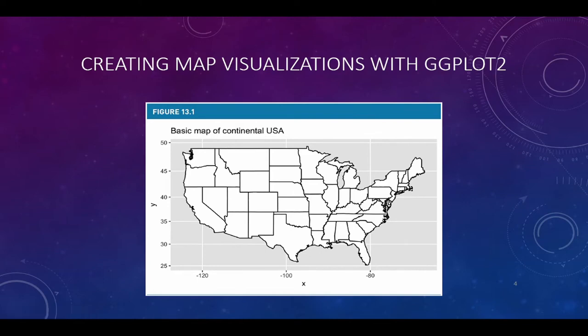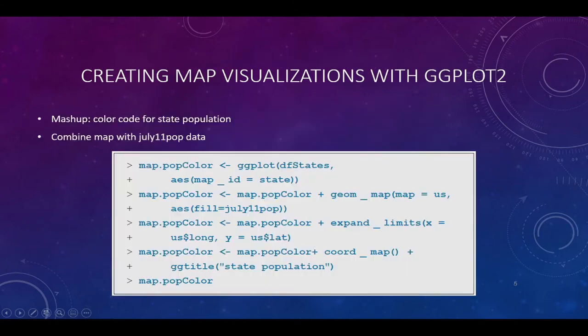Now, if that data frame actually had data in it, we can locate those points on this map. That's actually what's kind of cool about it. So, creating the map visualizations with ggplot, you can color code for state population. Let's take a look at this when we look at the July 2011 population data from that census that we've been pulling throughout the course.